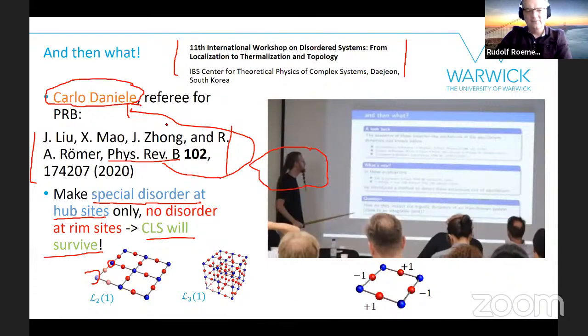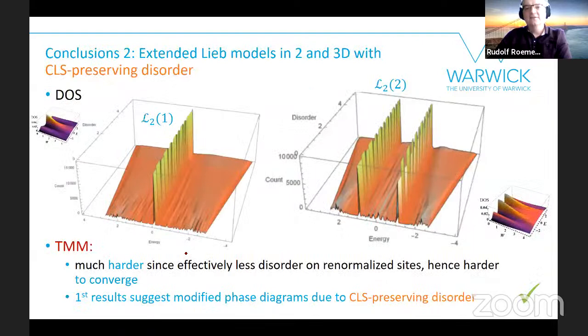And since then, for a couple of months now, we've been working with Carlo, looking at what happens when we have the special disorder. So the disorder is now only at the blue sites. I think Amnon mentioned this already. And first results, and I'm only showing you those for the density of states in the 2D model. We have similar density of states to the 3D model, and we have already first results for phase diagrams. They tell us a much more interesting story.